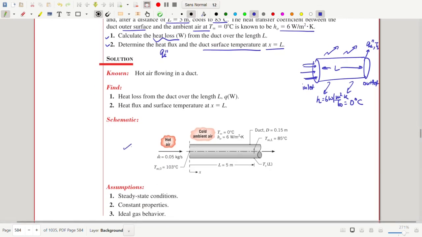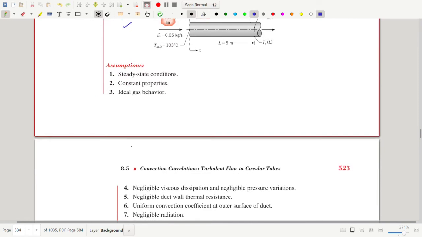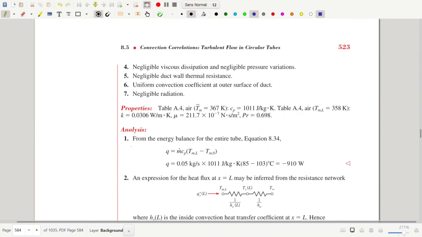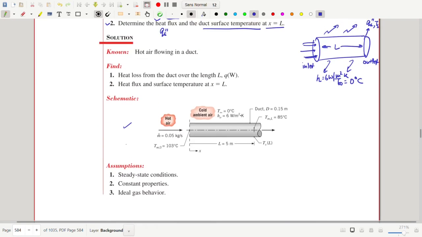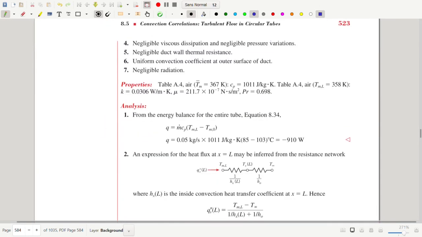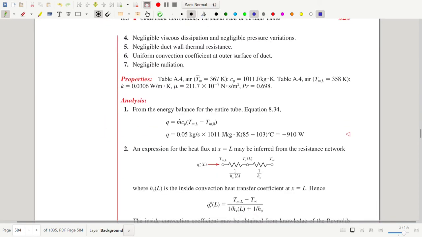We have the schematic again here, but I already have drawn it. The first part is quite straightforward. We simply have to do an energy balance. The air enters at 103 degrees centigrade as shown here and leaves at 85 degrees centigrade. So this 18-degree drop in temperature is the amount of heat that is leaving. You have the mass flow rate given to you. The specific heat has to be found from tables. Now remember that the temperature of the air is changing, so you calculate the specific heat at an average mean temperature.